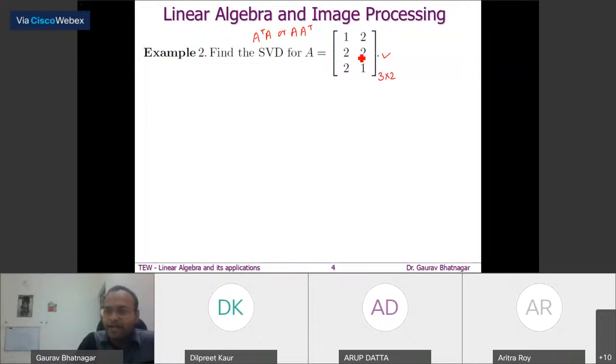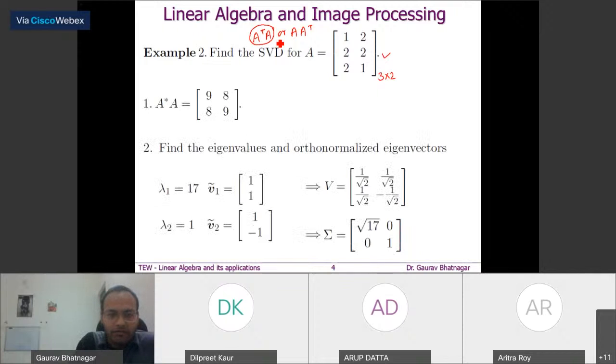And from a very simple analysis, I come to know that A transpose A is going to be of size 2 by 2, and A A transpose is going to be of size 3 by 3. So for reduced SVD, I'm going to take this A transpose A and do the calculations. So I can quickly find A transpose A, and this comes out to be this particular matrix, which is going to have 9 in the diagonal and 8 in the off diagonal elements. So again, this is going to be a symmetric matrix.